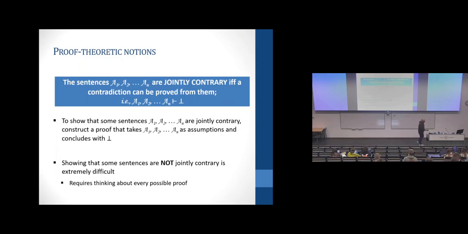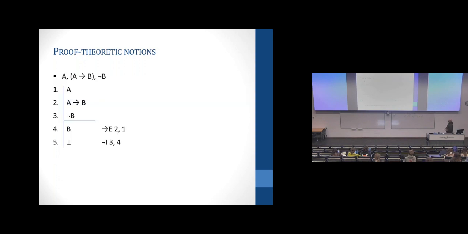So as an example, here's a very silly but very simple kind of proof for joint contrariness. We have three sentences at the top, a conditional, and then the negation of the consequent of the conditional. We very quickly get a contradiction. Cool. What we can conclude is that 1, 2, and 3 are jointly contrary. Don't really say anything else. We just conclude that these sentences taken together cannot all be true.